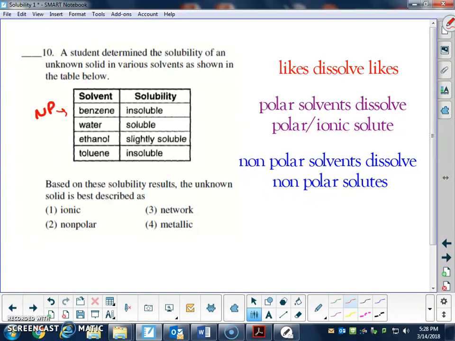All right, so if it's insoluble, that means it's probably a polar. It's soluble in water, which is polar. So whatever this is either got to be polar or it's ionic. So this is polar, or it's an ionic compound. All right, ethanol, slightly soluble. Okay, toluene, insoluble. Again, nonpolar. So based upon this, we're looking at either a polar or an ionic. Our choices are polar, ionic, and the one we have is ionic. And so there you go.